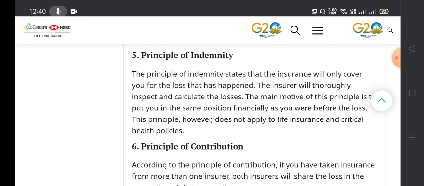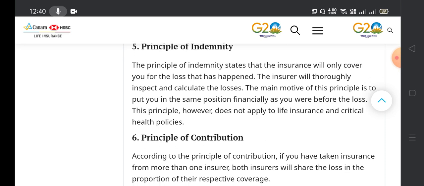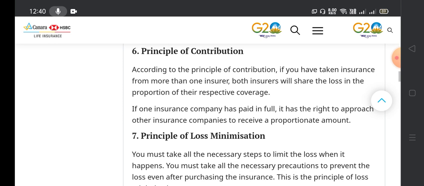Number five is the principle of indemnity. The principle of indemnity states that the insurance will only cover you for the loss that has happened. The insurer will thoroughly inspect and calculate the losses. The main motive of this principle is to put you in the same position financially as you were before the loss. This principle, however, does not apply to life insurance and critical health policies.